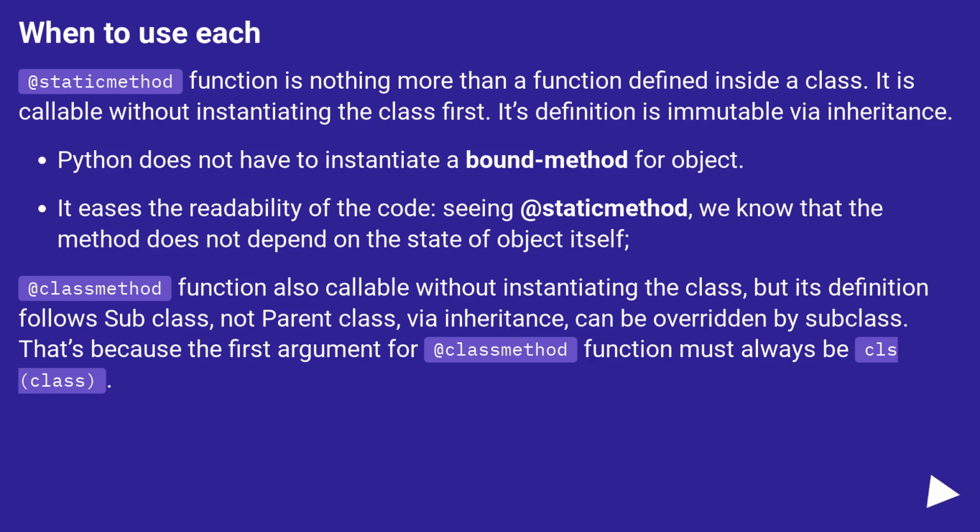A @classmethod function is also callable without instantiating the class, but its definition follows the subclass, not the parent class, via inheritance, and can be overridden by the subclass. That's because the first argument for a @classmethod function must always be cls, the class.